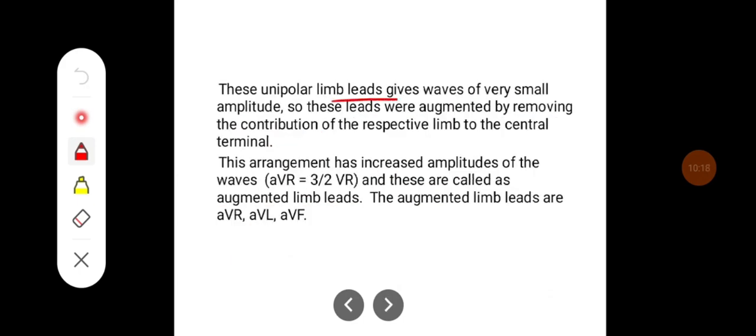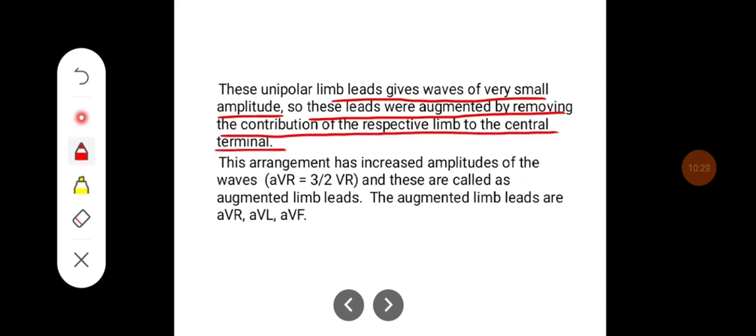These unipolar limb leads give waves of very small amplitude. So these leads were augmented by removing the contribution of the respective limb to the central terminal. This arrangement has increased the amplitudes of the waves. So it is almost 3/2 of the VR, the augmented limb leads, and these are called augmented limb leads. The augmented limb leads are AVR, AVL, and AVF.